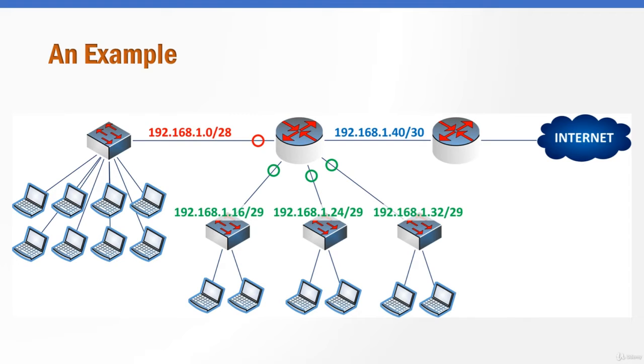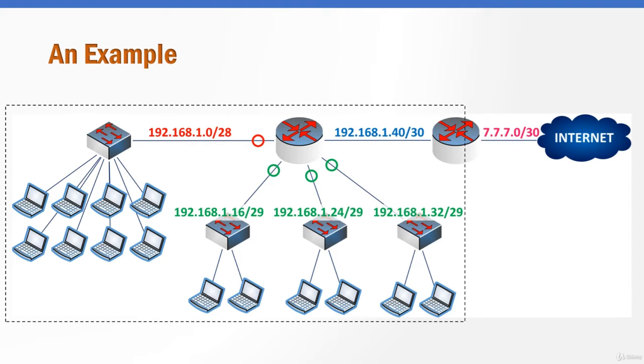The only network left to define is our public network, which is the network between our new router and the internet. So we're going to use 777.0/30. Now let's separate our private network from the public network. So this area right here is our private network.